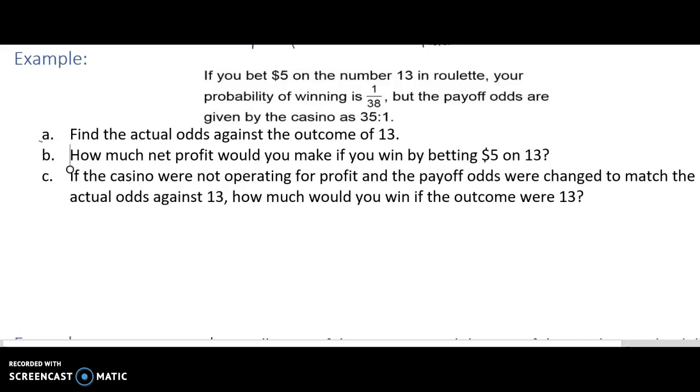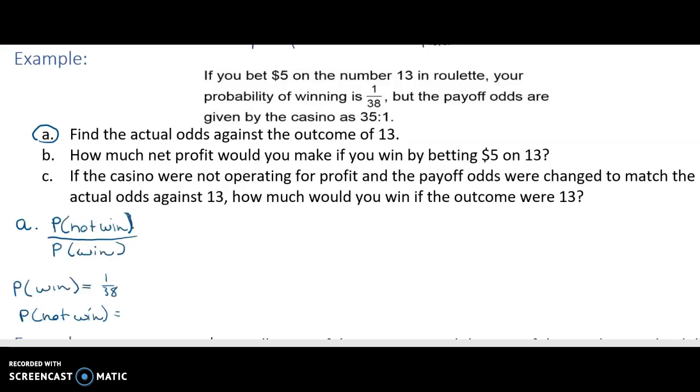So we need to find the actual odds against the outcome of 13. The odds against can be given by the probability of not winning divided by the probability of winning. We know that the probability of a win is 1 over 38. So the probability of not winning would be 37 out of 38, the complement. So we can fill in our formula. 37 divided by 38 divided by 1 over 38.